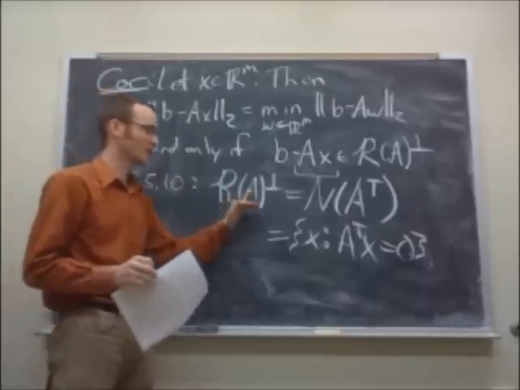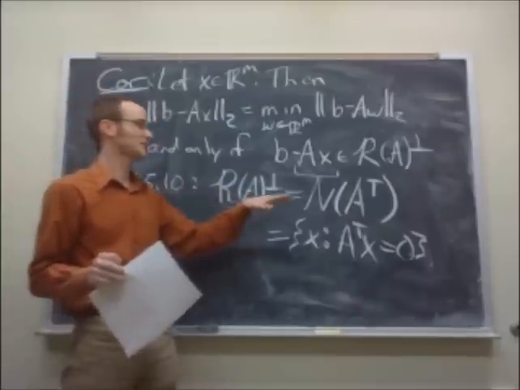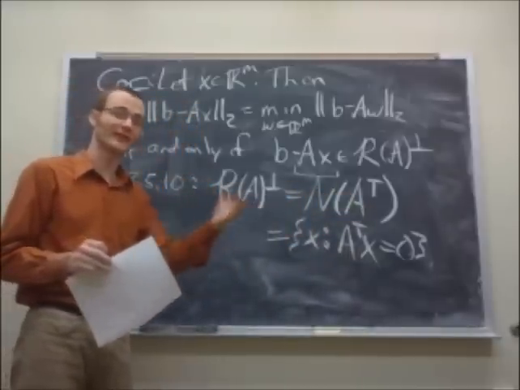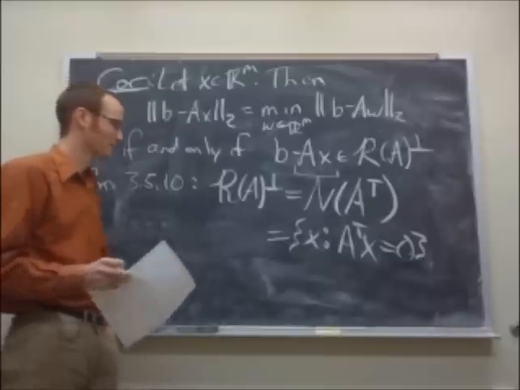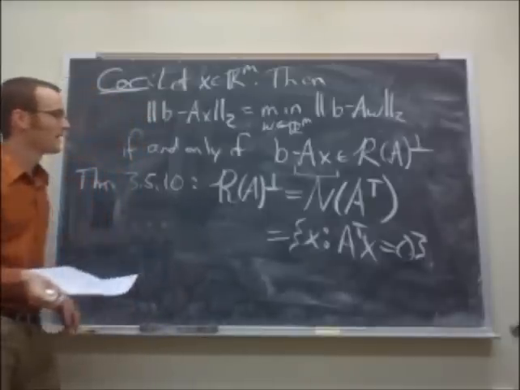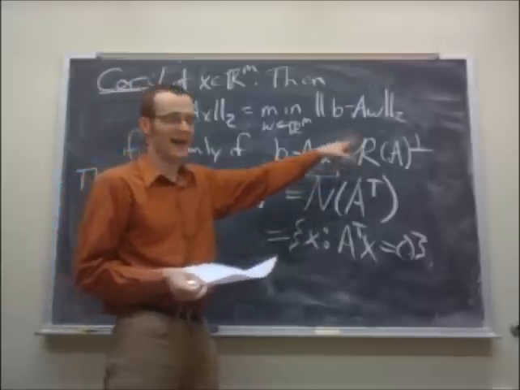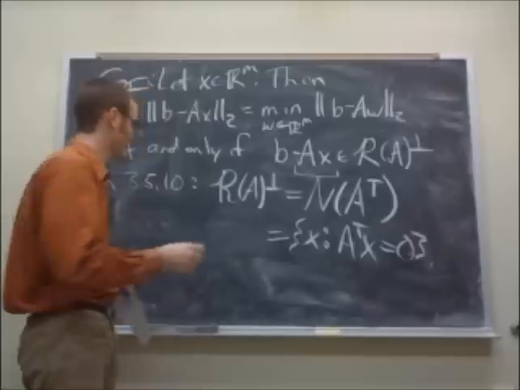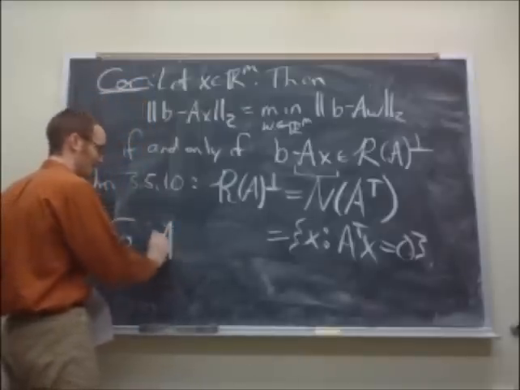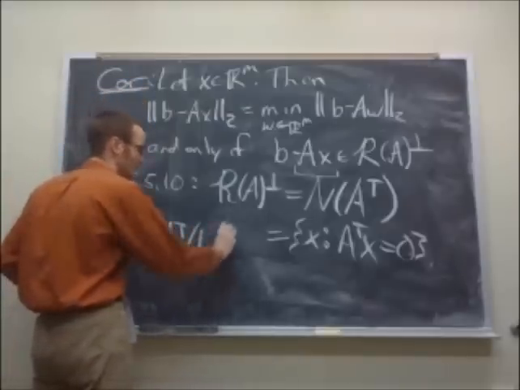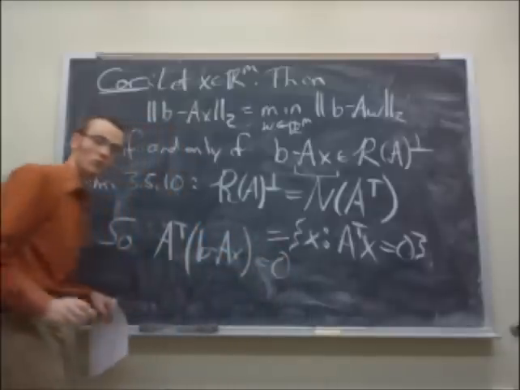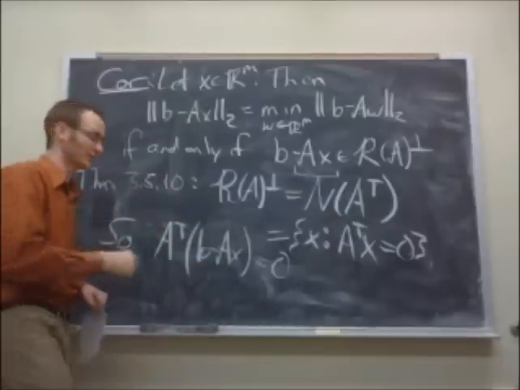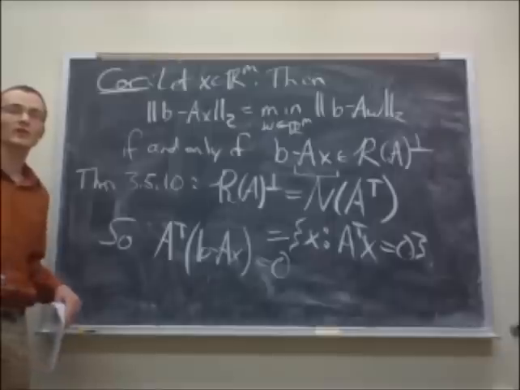But it says the orthogonal complement of the range is the null space of the transpose. It just happens to be true. You can prove it. It's proven in the book. It takes a little bit of work. All right. Well, here we know that B minus AX has to be in the perpendicular range, which means it also has to be in the null space of A transpose. So this means that A transpose (B minus AX) equals 0. This has to be equivalent to solving the least squares problem. So let's write that down in the theorem.